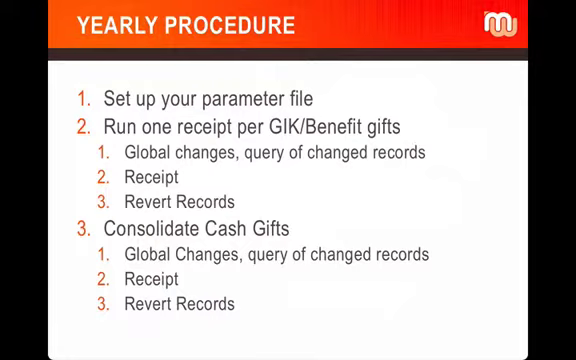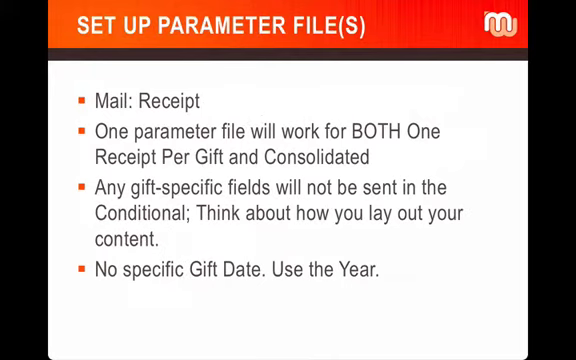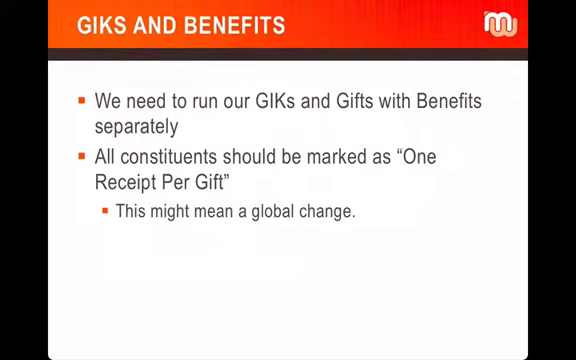So that's one thing you could do: you could very quickly export out what everybody's values are, change it all to one receipt per gift, do those, change everything to consolidated, do those, and import back. But you're doing basically the same information. So, as we went through quickly, you create your parameter file, making sure that there's no gift specific fields for any of the conditional stuff. Use the year for gift date, and then you start going through your process.